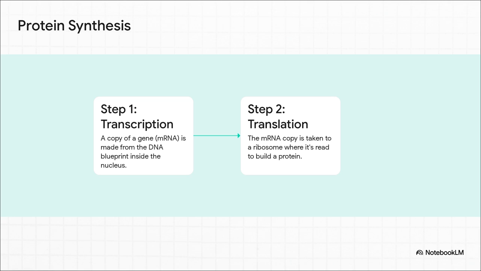First up is transcription. Inside the nucleus, a working copy of a specific gene, a blueprint, is made. This copy is called mRNA. Then comes translation. That mRNA copy travels out of City Hall to a ribosome factory, where its code is translated to build a very specific protein. It's amazing, from blueprint to a finished product, just like that.